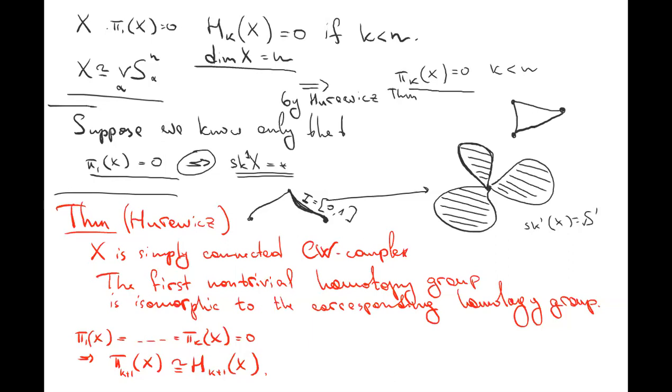So it contains a maximal tree. This is the maximal path connected subgraph such that it contains all vertices of your graph. For example, this one. And this tree is contractible, just because it is a tree.